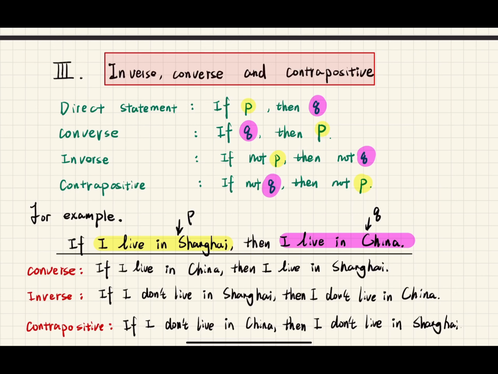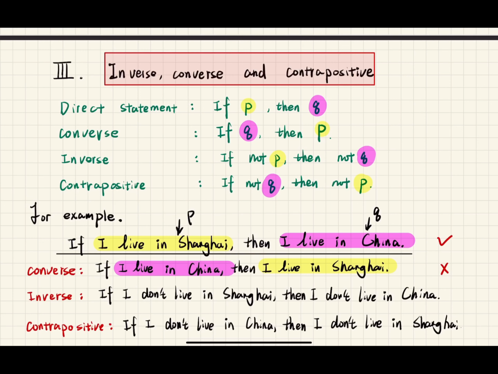So the first one is converse. If I live in China, then I live in Shanghai. Okay, I gotta highlight this one first. So the direct statement is obviously right. And how about the converse? If I live in China, then I live in Shanghai, right? It's not necessarily correct. I can live in other cities in China. I can live in Beijing. I can live in Taiwan. I can live in any other city except Shanghai, right? So it is not related to the direct statement.